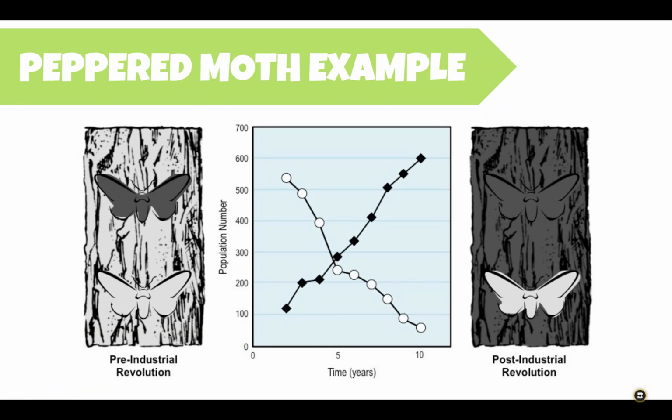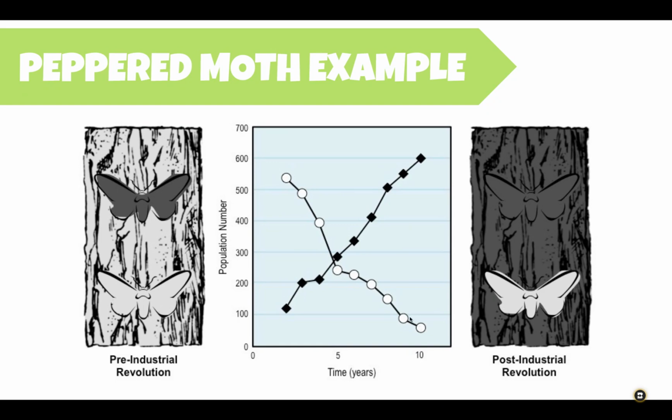Before the Industrial Revolution and all the factories and pollution, it was more common for this type of moth to be the light colored moth. It was less likely to see the dark colored moth variant, that mutant. But because of that pollution in their environment, what we saw was over time, the dark colored moth became more popular and the light colored moth became less popular, almost non-existent, a very small population of them.